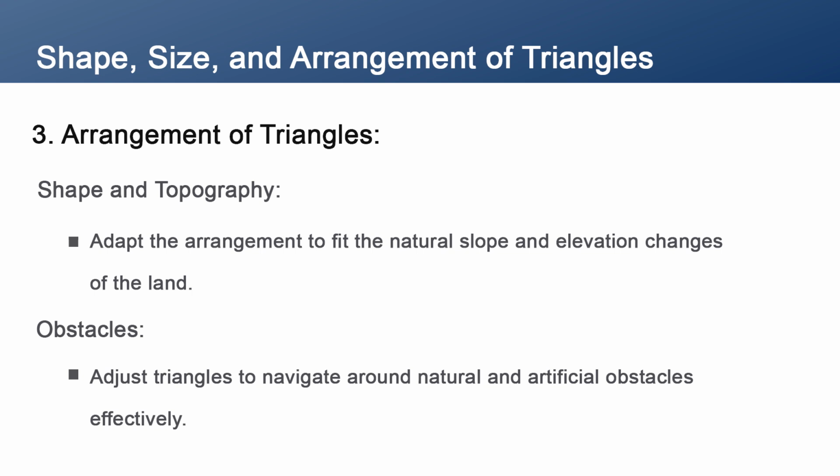Any obstacles, whether natural like trees and rocks or artificial like fences and buildings, will affect how you arrange your triangles. You might need to adjust your setup to navigate around these obstacles effectively. So, to sum up here, the principle of chain surveying is all about dividing the land into triangles that are easy to measure and plot. And by focusing on well-shaped, well-sized triangles and by considering the terrain and obstacles, you can ensure accurate and reliable surveying. Let us now understand the key terms in chain surveying.